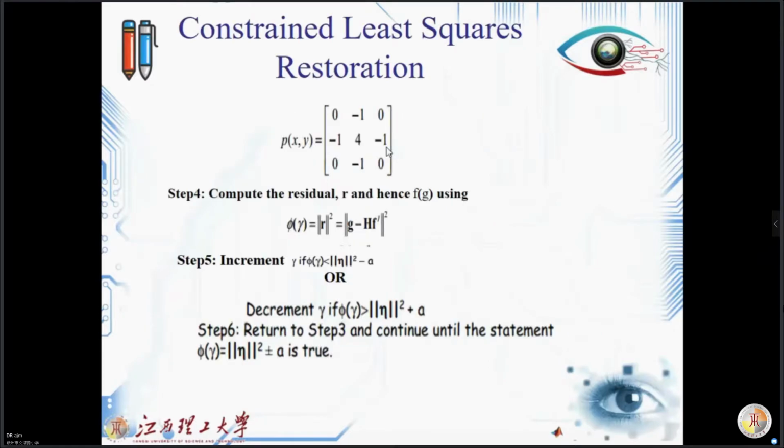Suppose again I have p(x,y), I can calculate it with the previous formula and reach this matrix. With step 4, we can compute the residual r and hence f and g, and using the formula, then the increment or decrement of lambda, we have the decrement part and increment part as we show in steps 4 and 5. Then with step 6, again, we return to step 3 to do that. Maybe you will find these formulas boring, but these are the parts that we should know to understand what will happen.